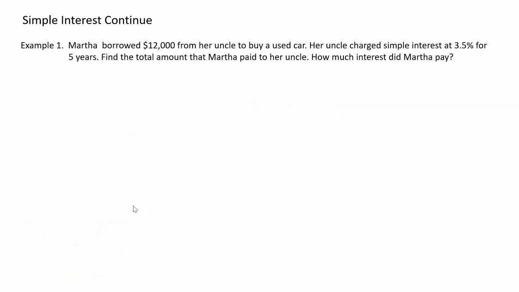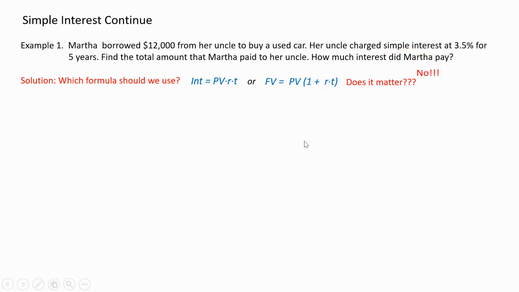Example 1. Martha borrowed $12,000 from her uncle to buy a used car. Her uncle charged simple interest at 3.5% for 5 years. Find the total amount that Martha paid to her uncle, and how much interest did Martha pay? So which formula are we going to use? Is it the interest equals the present value times the interest rate times time, or is it the future value equals PV times 1 plus R times T? Does it matter? No, it doesn't.